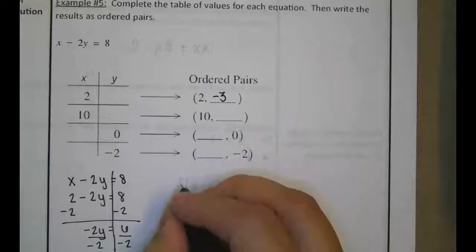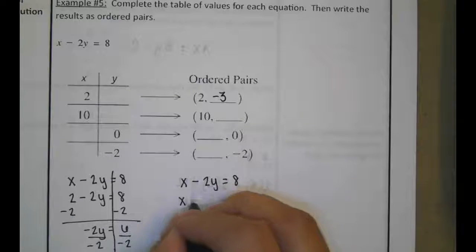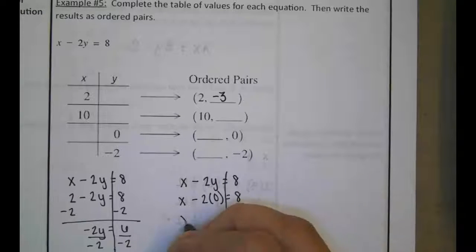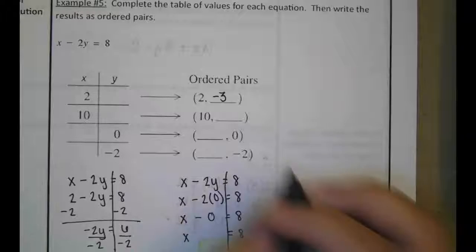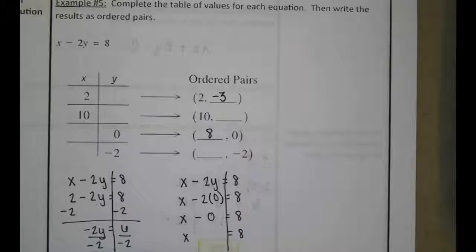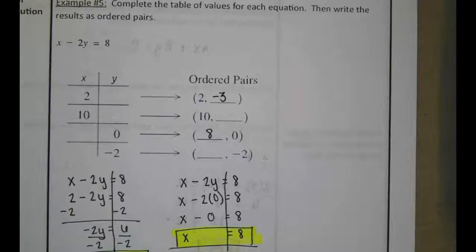Let's try this one. So x minus 2y equals 8. I'm going to plug in 0 for y. 2 times 0 is 0. So I have x equals 8. Make sure when you do these that you plug the number into the correct variable. A very common mistake is for people to automatically plug numbers in for x and solve for y. Sometimes that's what you're supposed to do, but sometimes you're given y and you need to solve for x.